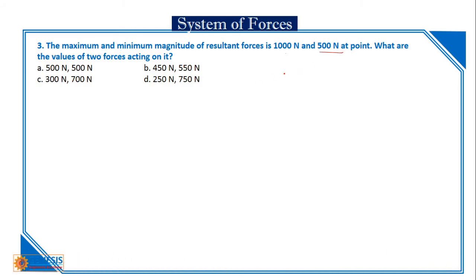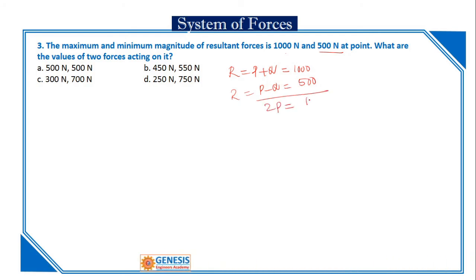Okay, so what we have done? R is equal to P plus Q, that is equal to 1000. R is equal to P minus Q, that is the minimum, it is 500. If you add these up, 2P is equal to 1500, P is equal to 750, Q is equal to 250. So where do the values lie? This is the option. So these are the things you have to get correctly.